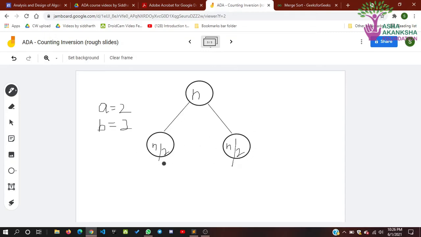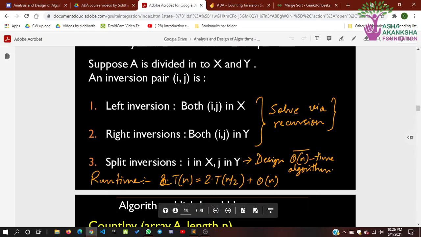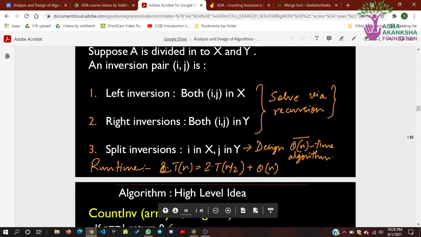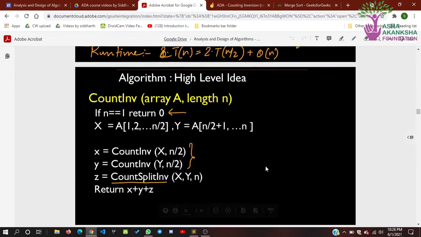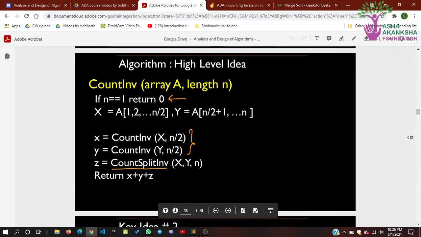the master's theorem here. Now we apply these values in the identifying formula of the master's theorem, as both a and b are 2. So this part becomes like this, and we have to find the work done outside the recursive calls, which we have to make order of n. So the counting inversion function's high level idea should be like this.